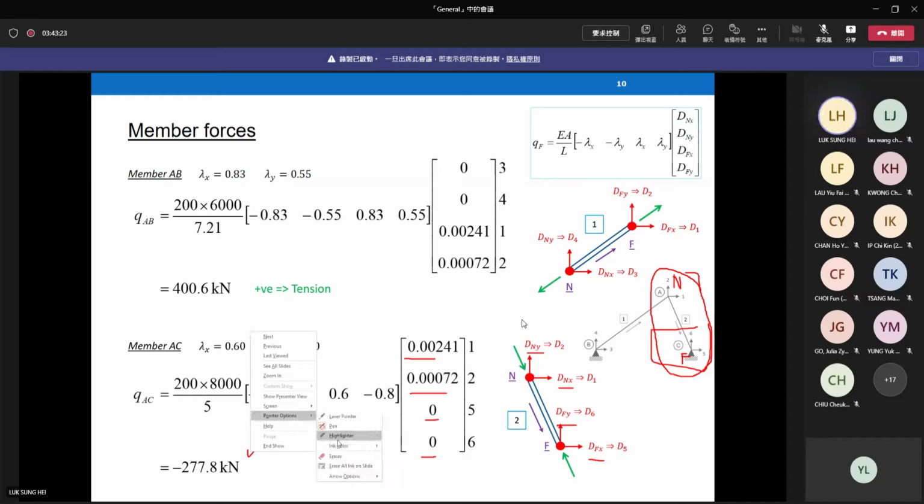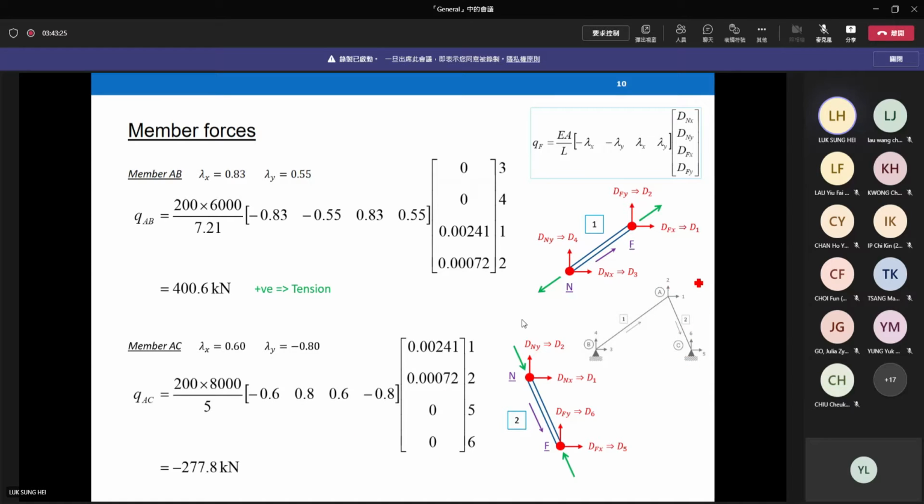If you want to check the answer, you may also conduct a joint equilibrium at node A. You can conduct a joint equilibrium at node A to check the values of the actual force. But this is the traditional procedure, how you use this method for truss analysis.